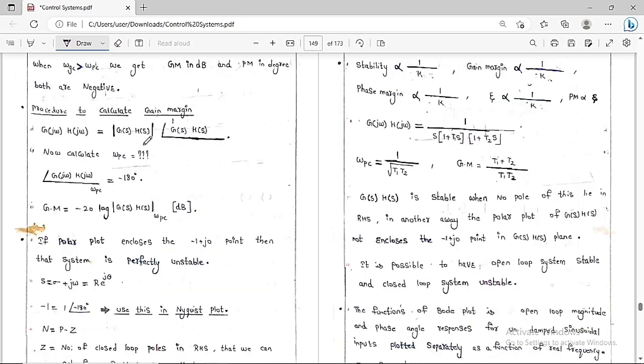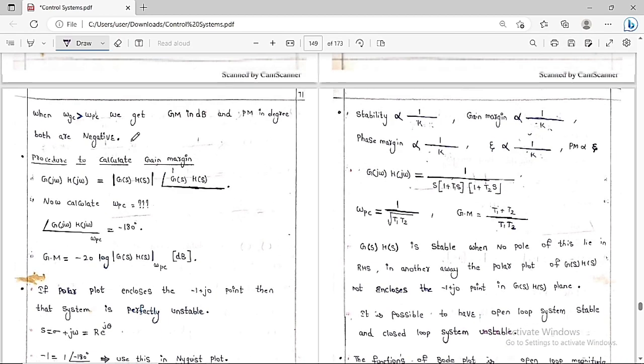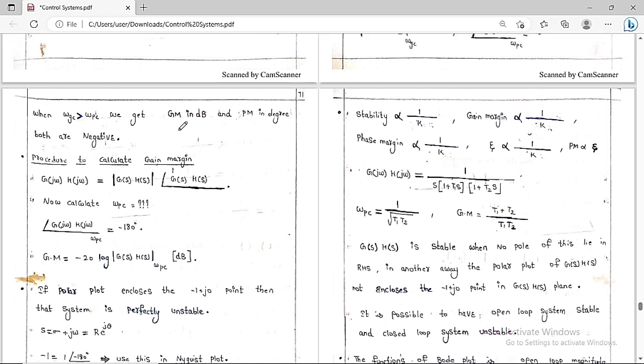Now the next point is, I have already told you when the gain crossover frequency is greater than the phase crossover frequency, then we are going to get the gain margin in dB as well as the phase margin in degrees both negative. Therefore, we can say the system is said to be unstable, as we have just discussed.